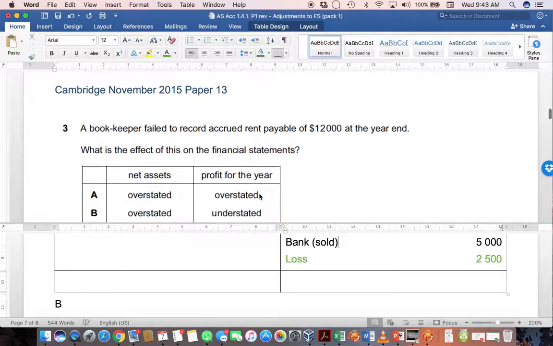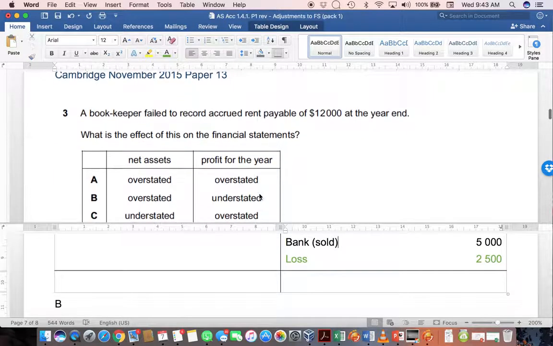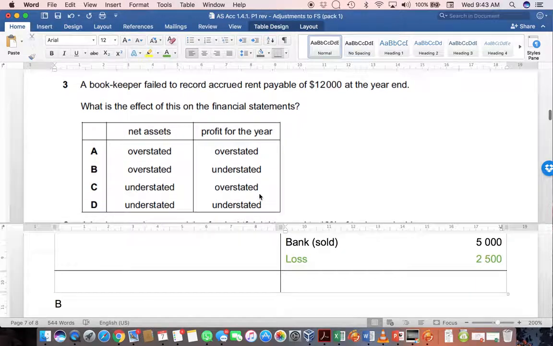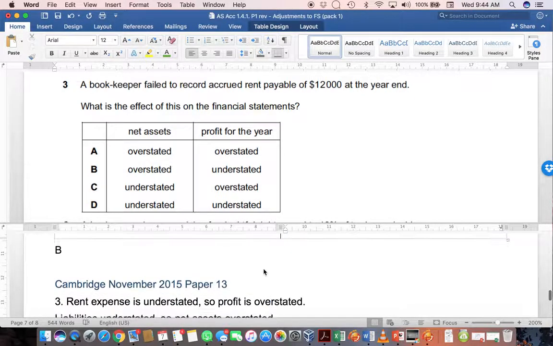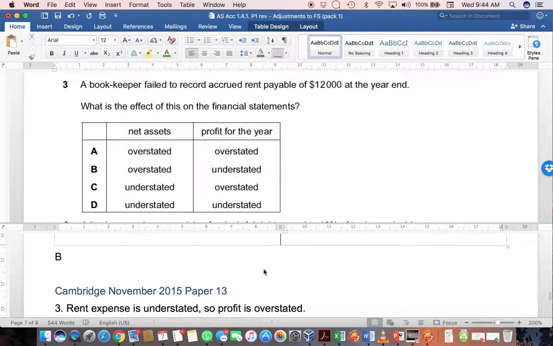Right, the next paper we'll look at is Cambridge, November 2015, paper 1-3. Let's look at question 3. A bookkeeper failed to record accrued rent payable of $12,000 at the year end. What is the effect of this on the financial statements? You can see that we want to look at what the effect is on the assets and the effect on the profit. So we're going to work both of those out just for ourselves.